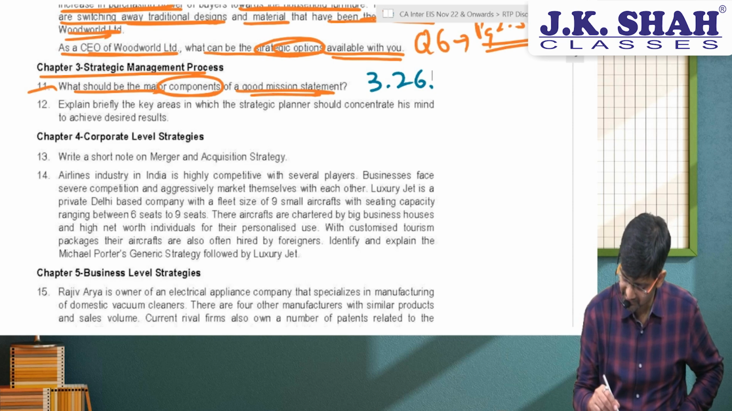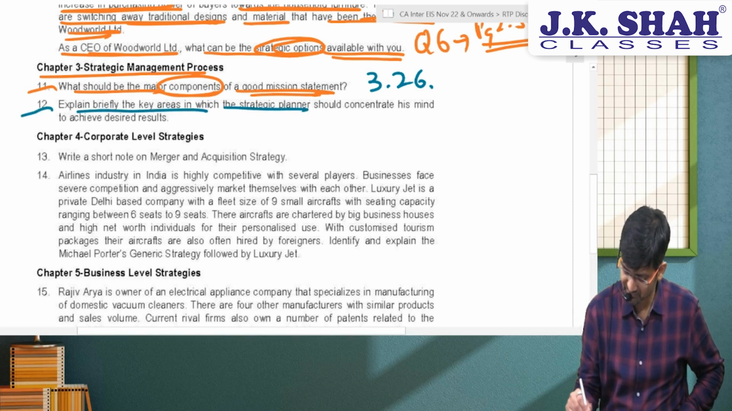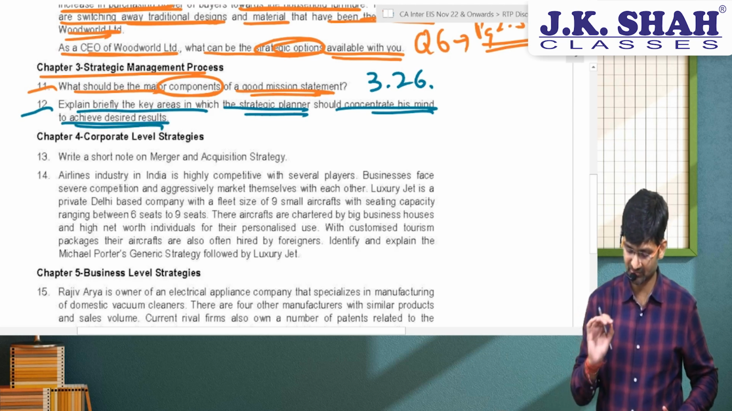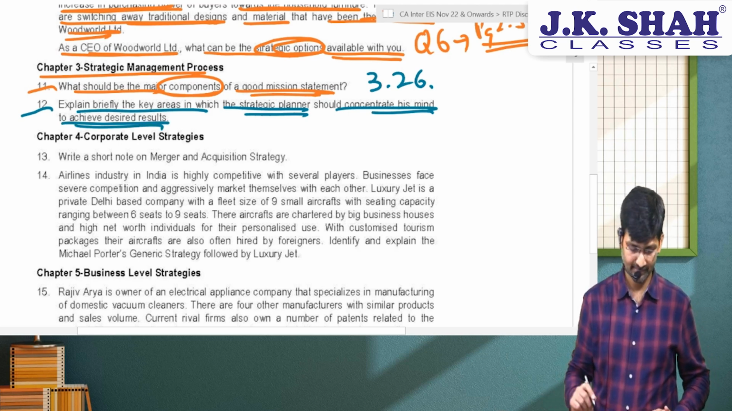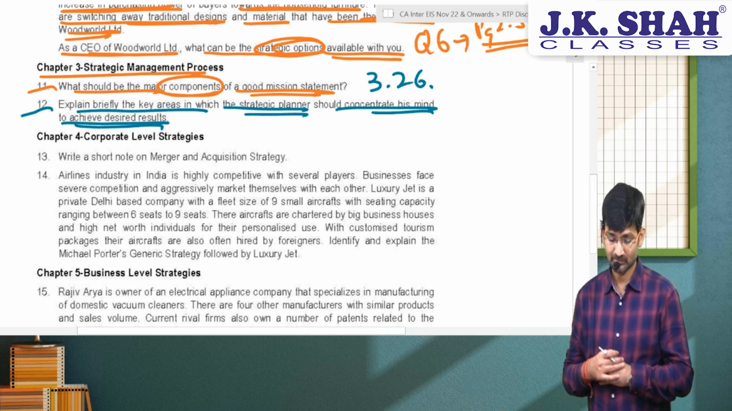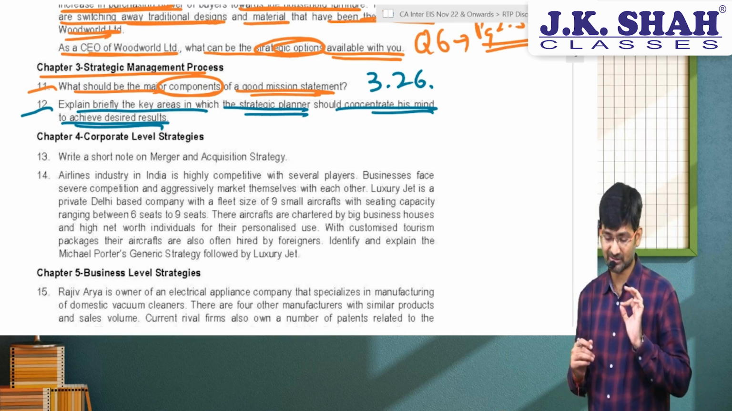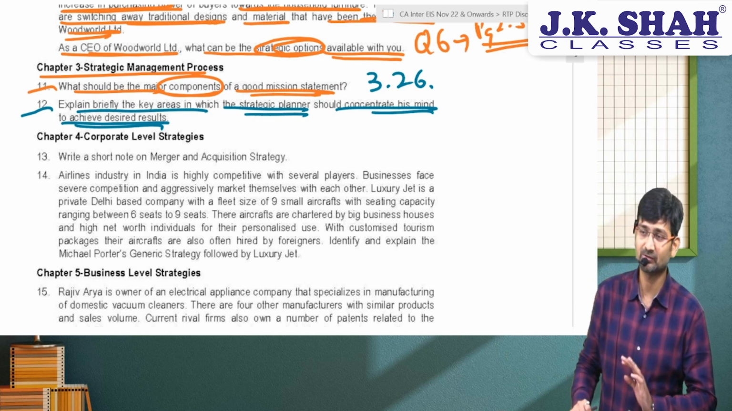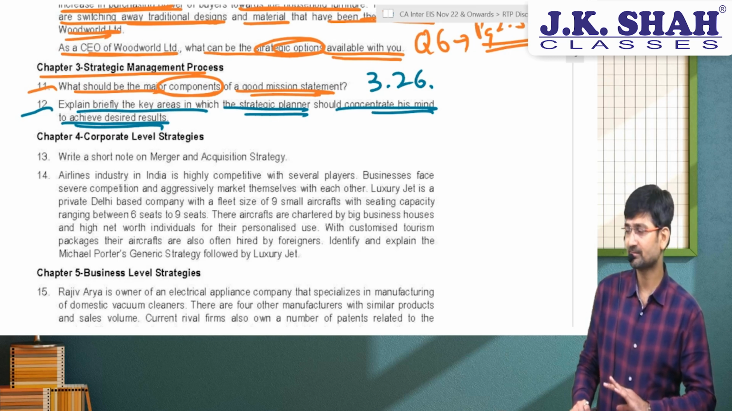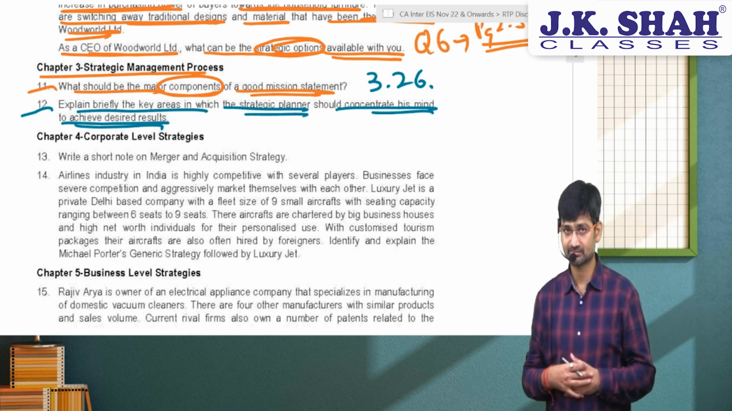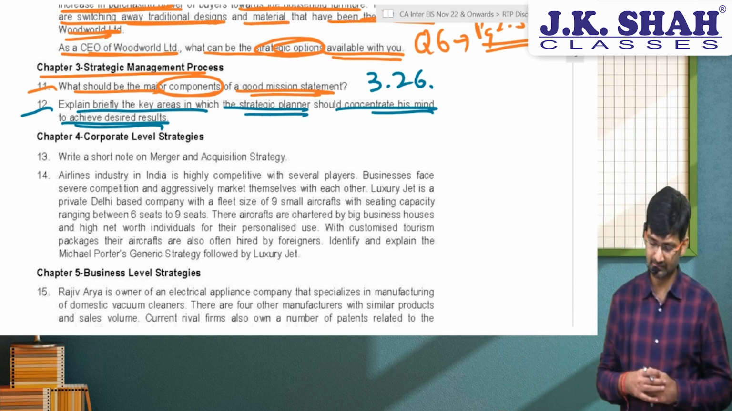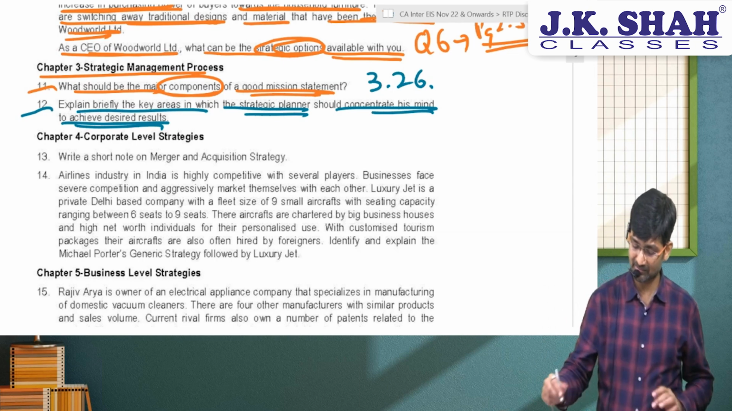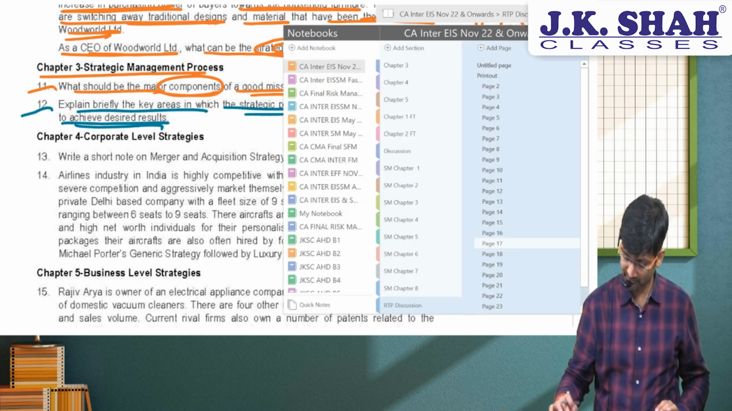Explain briefly the key areas in which the strategic planner should concentrate his mind to achieve desired results. Now, this was a tricky question. Key areas in which the strategic planner has to concentrate his mind to achieve desired results. Now, if you look at chapter 3, it was about vision, mission, and objectives. And the desired results represent the objectives. Key areas where the strategic planner should concentrate.